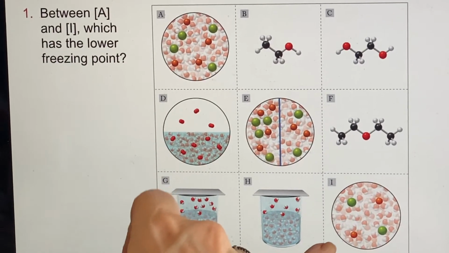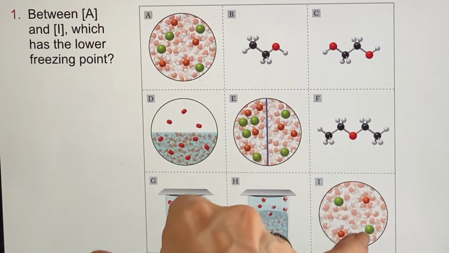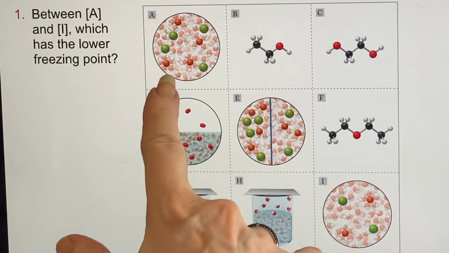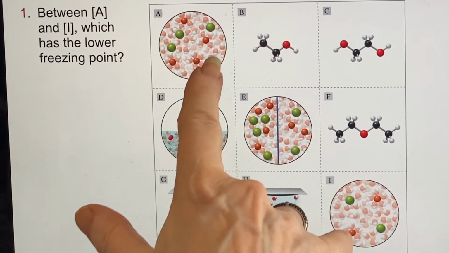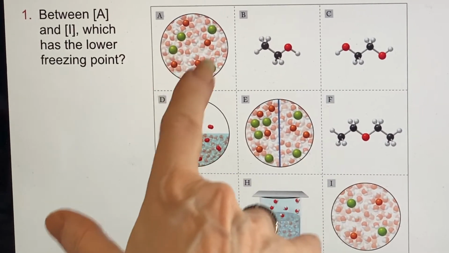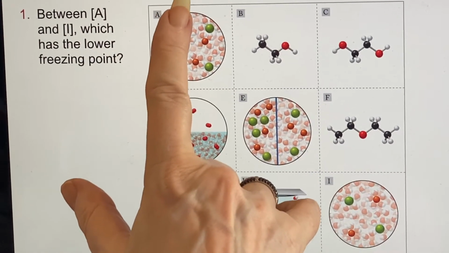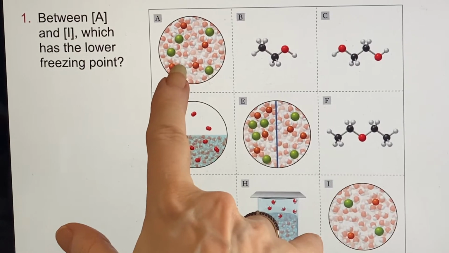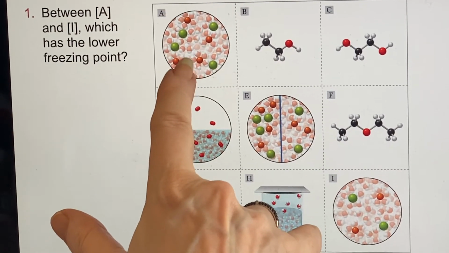And if I look at this, you see in the background is all the water, and the bright things in red and green are the solute that has been dissolved. And we can see that A here has more solute dissolved in it than I does. So this has more freezing point depression, which means it's going to have the lower freezing point.